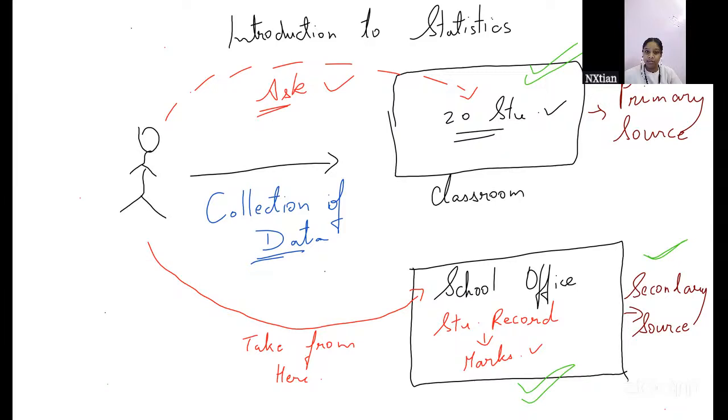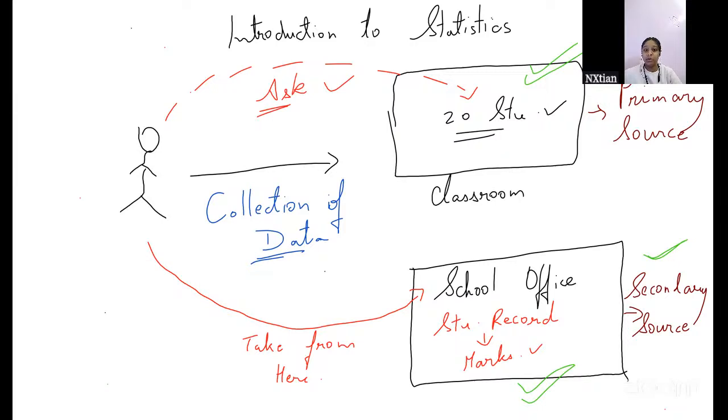So you did not ask the student, ma'am, then will it be secondary? See, then will it be primary? If you ask the student after they have received the marks, and you ask each one, then it will be primary. But if you're taking it from their answer sheets, then it will be secondary. No, ma'am, if I ask the teacher, it will be secondary.